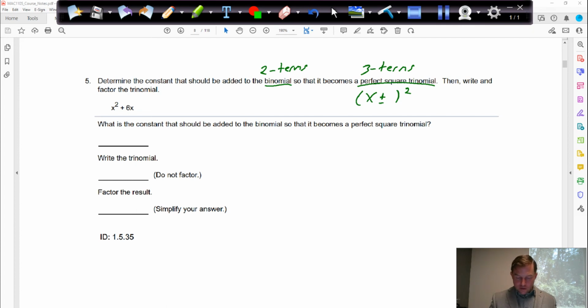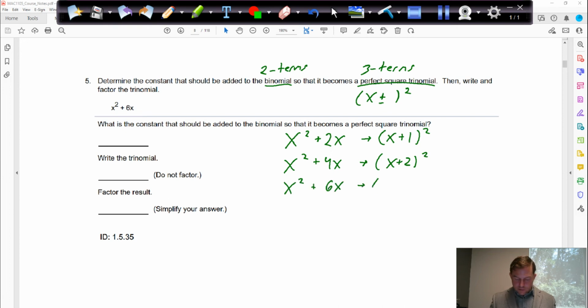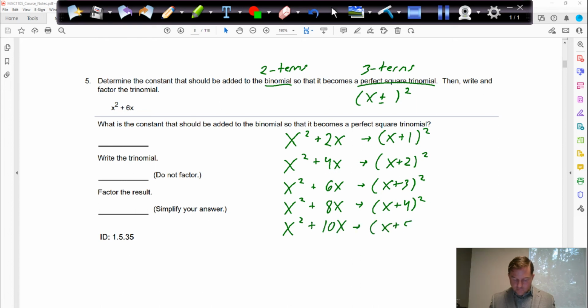So if I have x squared plus 2x, it becomes x plus 1 squared. If I have x squared plus 4x, it becomes x plus 2 squared. If I have x squared plus 6x, it becomes x plus 3 squared. If I have x squared plus 8x, it becomes x plus 4 squared. And this is about where I'd say anyone would see the pattern. And then I would say, what's this one? x squared plus 10x. It becomes x plus 5 squared.